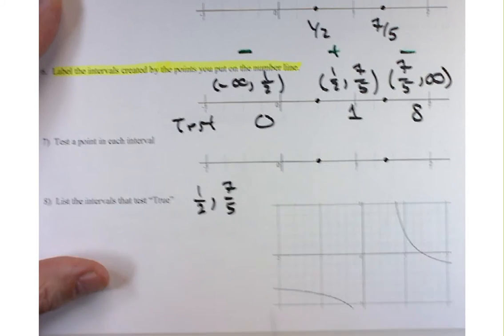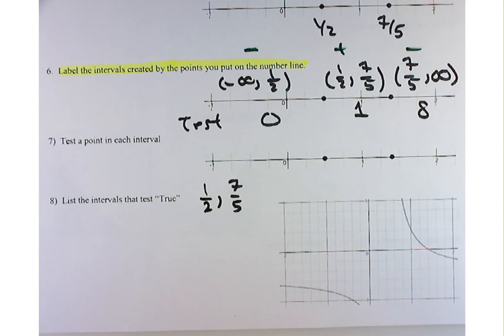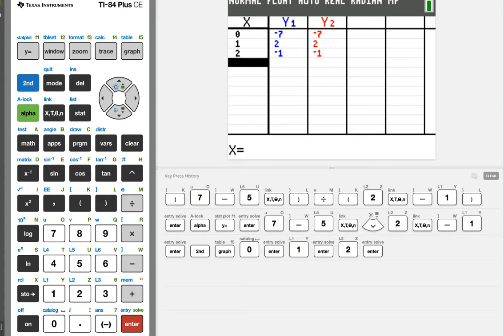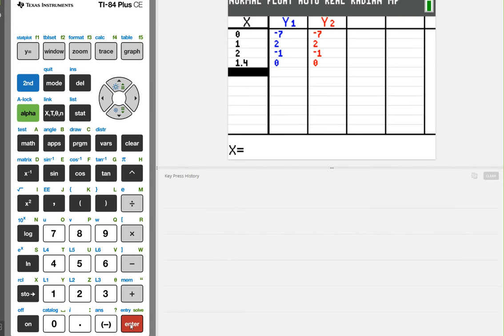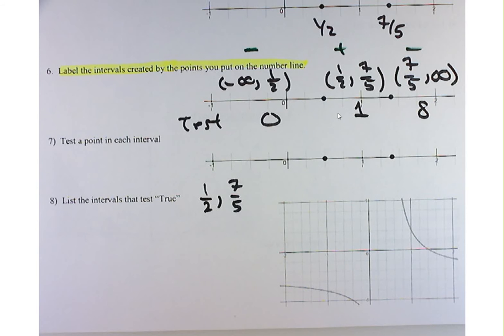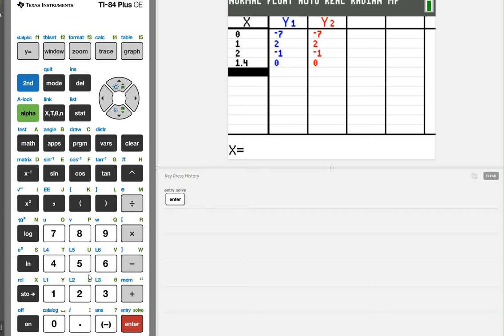So I'm going to do a little experiment here. I want to know where that polynomial is greater than or equal to 0. So what if I typed in a number like 7 divided by 5? I want to see what happens there. And oh, I got a 0. Can I use that? Is 0 greater than or equal to 0? Yeah, we're good there. What about 1/2? So I'll just type in a 0.5.